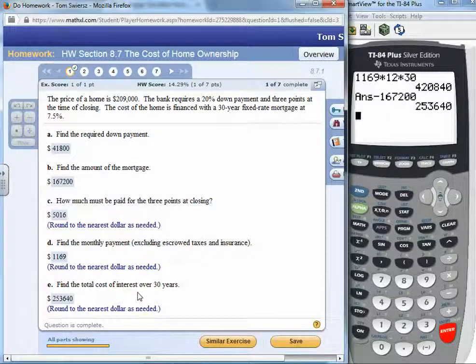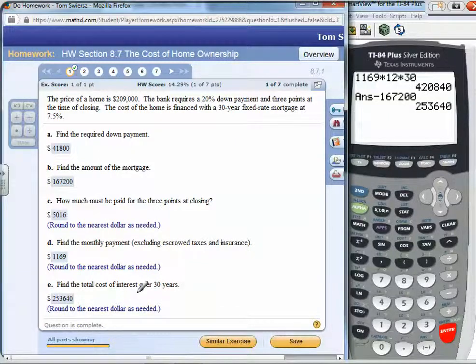Again, we have that the monthly payment is $1,169 times 12 times 30 for a total of $420,840. Then I subtracted the amount of the mortgage, which left us with the total cost of the interest. Okay? All right, very good. We're going to end this session here.